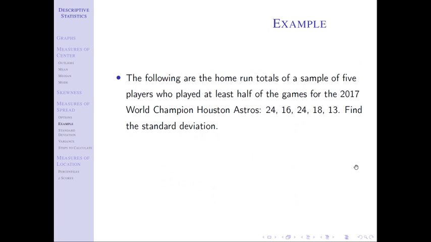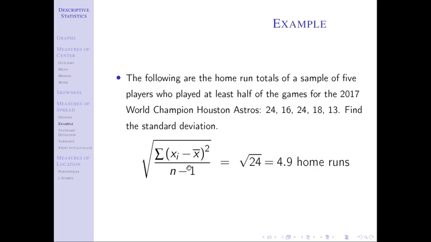And so I'm going to finish this problem off by saying, here is our formula. We'll write it down on the next page. 96 divided by 4 is 24. Take the square root, and that is 4.9. And our units now are in home runs, as opposed to the variance, which would be home runs squared, which again doesn't make any sense.